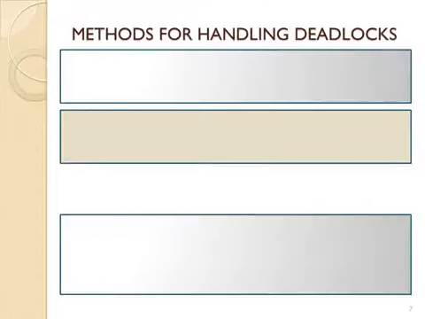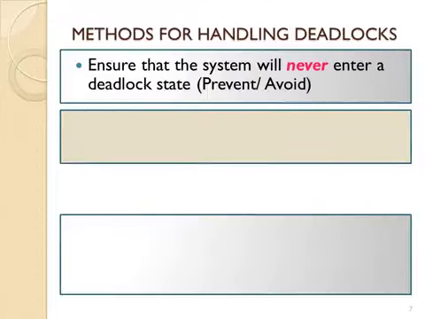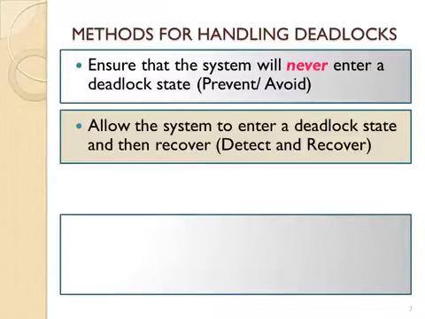So what do systems do to handle deadlock? Well, the first thing that a system can do is prevent or avoid deadlocks. And that means do not let a deadlock happen. Do everything it can to prevent deadlocks from happening or to avoid deadlocks from happening. The second thing systems will do is allow the system to enter a deadlock state and then detect that deadlock has occurred and recover from it.